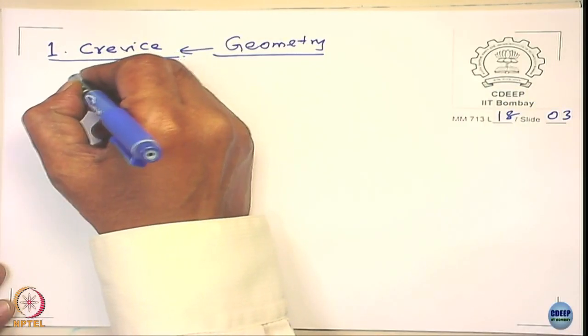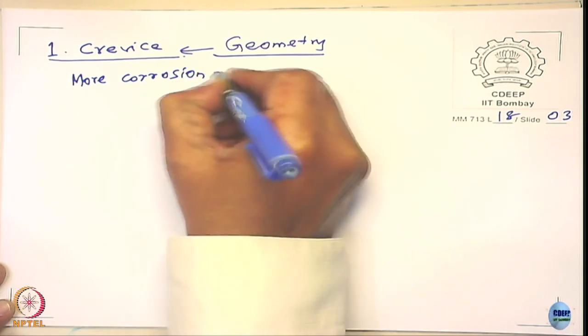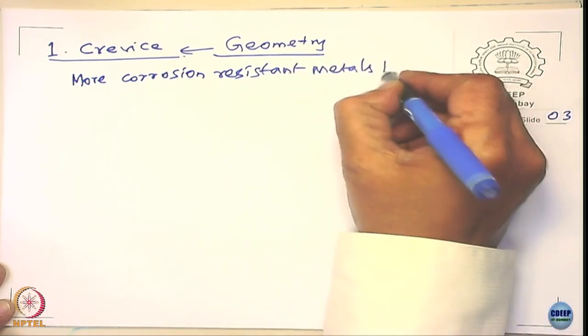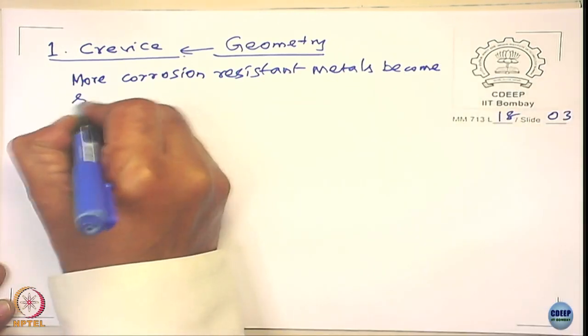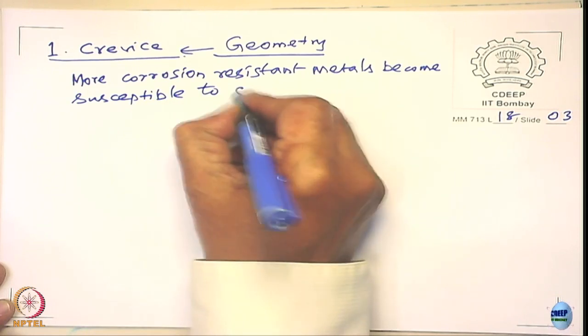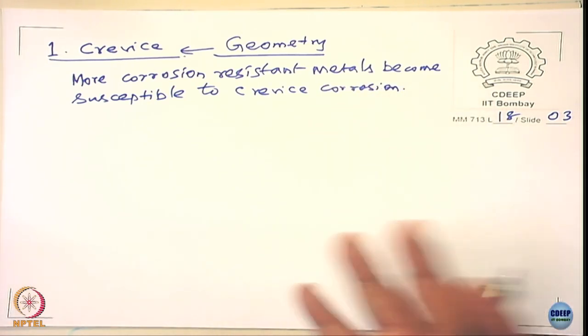In fact, you would notice that more corrosion resistant metals become susceptible to crevice corrosion. So, it is no wonder that in some cases the corrosion occurs, and in some cases corrosion does not occur. The environment may be the same, but if the crevice geometry, the crevice dimensions change, then the extent of crevice damage could change.